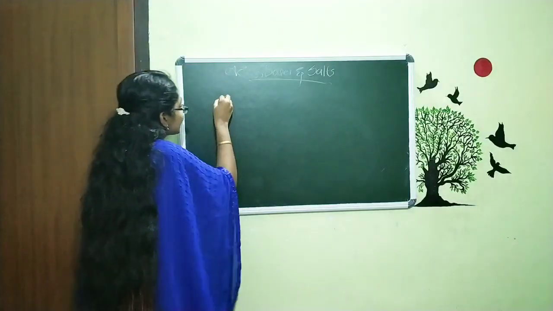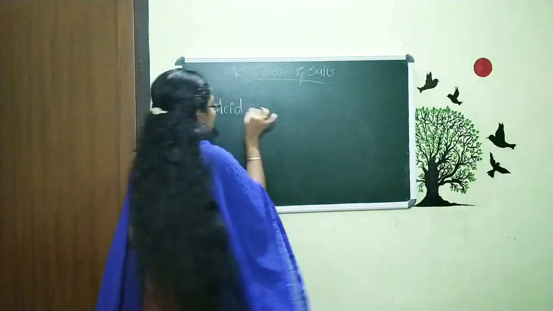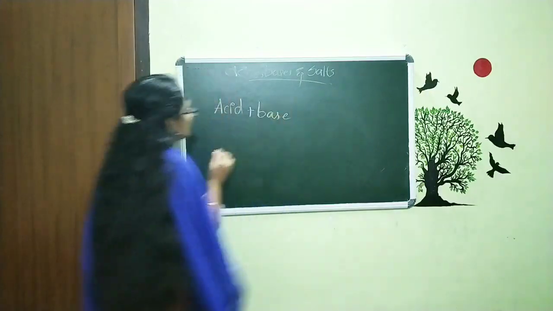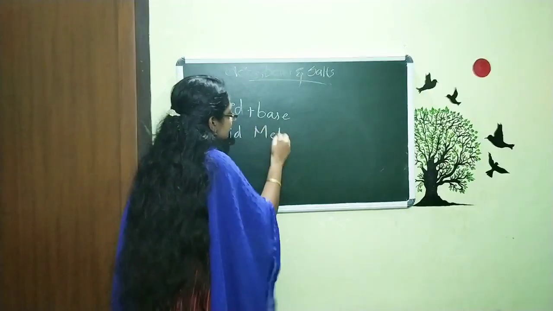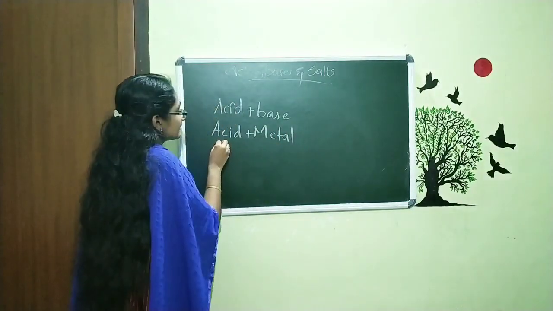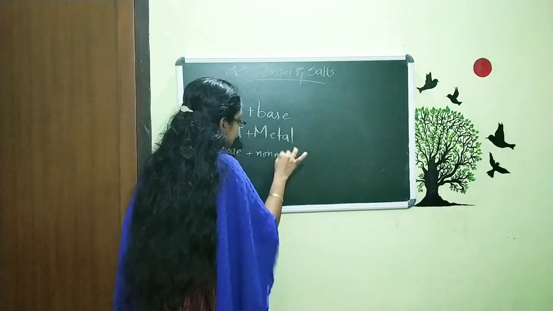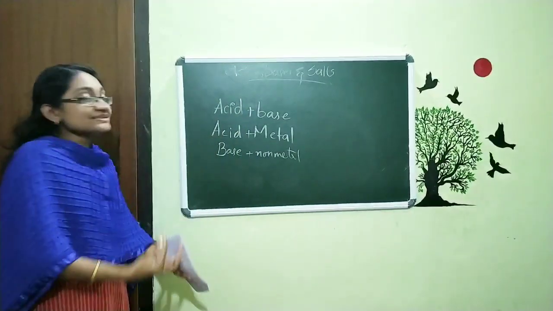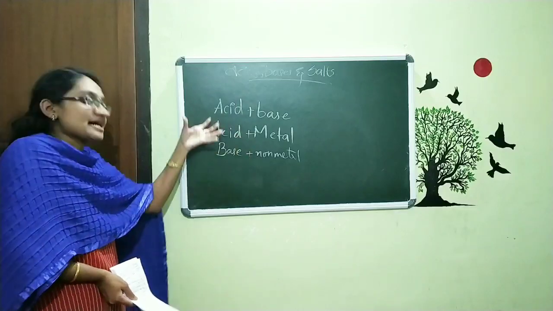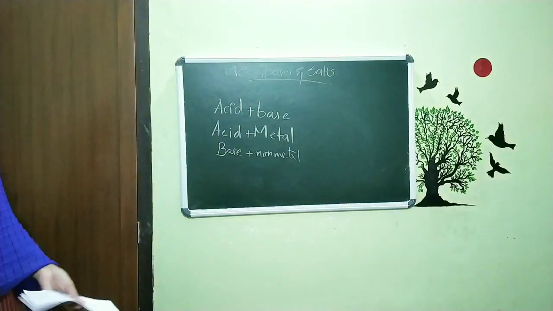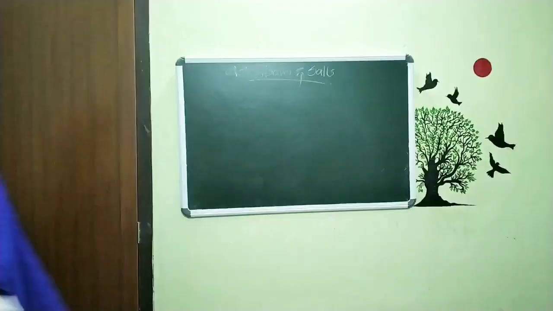That means the reaction of the acid and the base, and also the reaction of the acid with the metal, and the reaction of the base with the non-metal. We discussed the reactions between different types of substances with the acid and the base. That is the last topic we discussed. And now we are going to discuss the further topics in this chapter.